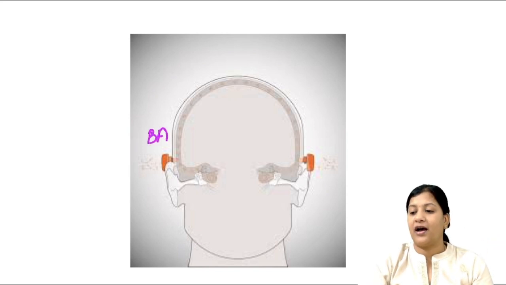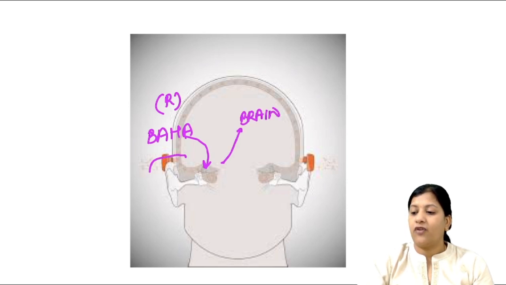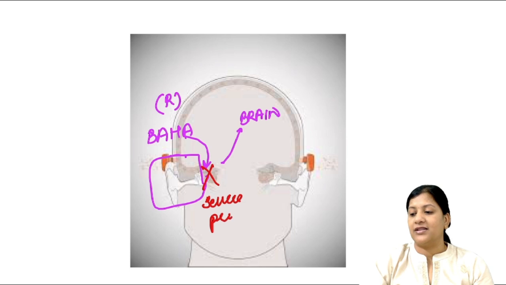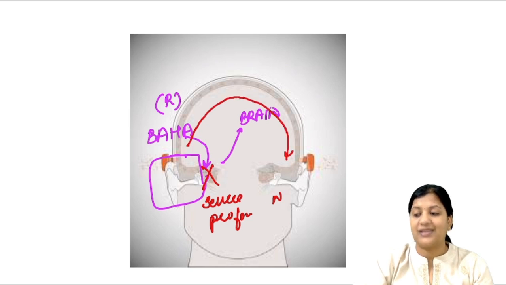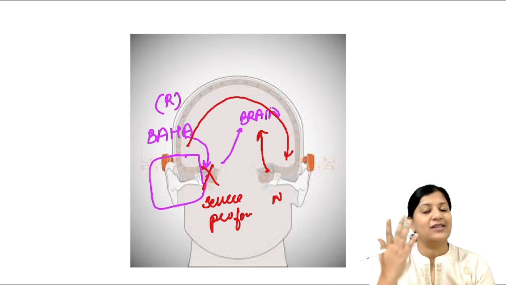So if I put a Baha on one side, say the right side, the sound will go directly to the cochlea of that side and from there to the brain. So can it be used for external ear and middle ear pathologies? Yes. But if there is a unilateral sensory neural hearing loss, a severe to profound loss on one side, but on the other side the cochlea is normal and functional, the sound can travel to the opposite side and from there to the brain. So unilateral profound loss, okay.